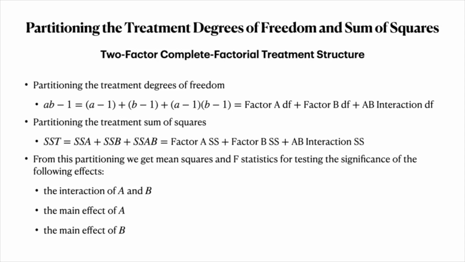Now, once we have partitioned the treatment sum of squares into those three components, SSA, SSB, and SSAB, and we have the corresponding partitioning of the degrees of freedom, we can calculate mean squares by dividing the sum of squares by their corresponding degrees of freedom. And then once we have the mean squares, we can calculate F statistics for testing the significance of the following effects. We'll be able to test the significance of the A-B interaction. We'll be able to test the significance of the main effect of A. And we'll be able to test the significance of the main effect of B.